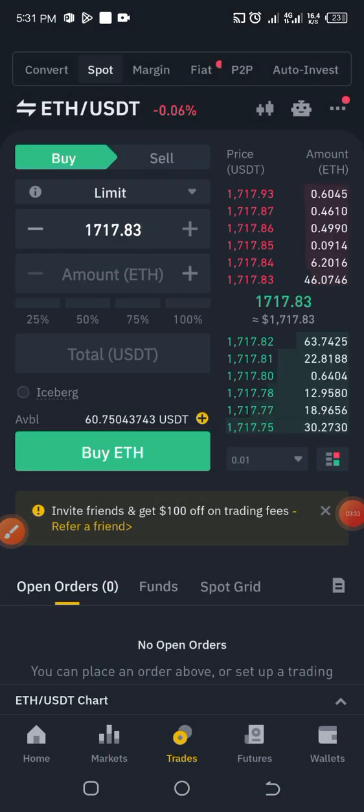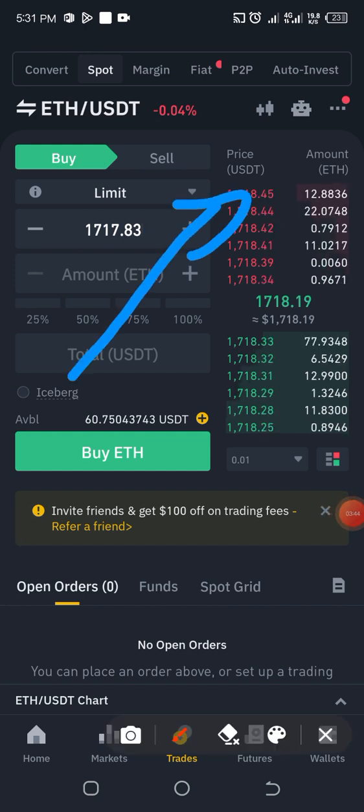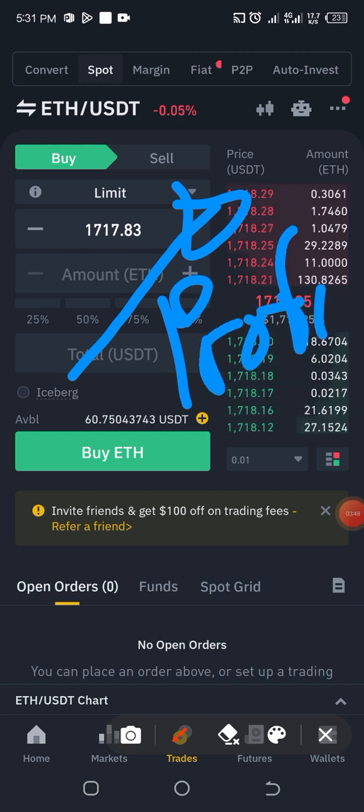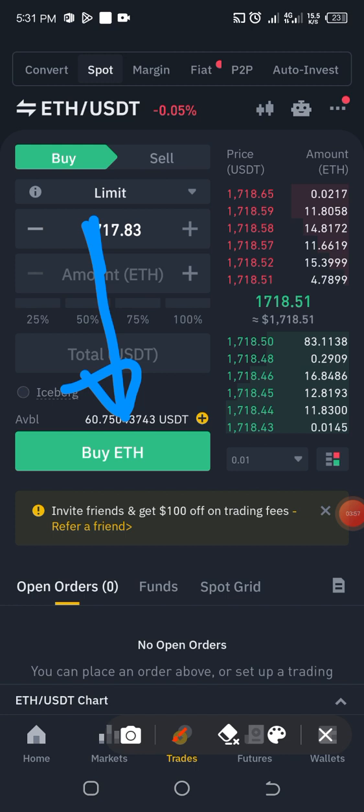So, Ethereum against USDT, assuming we want to trade Ethereum against USDT. The one thing I want to tell you about the spot market is that it is a linear, one-sided market, meaning we make profits only if the market goes up. It's not like the futures market. In futures, we make profits whether the market is coming down or going up.